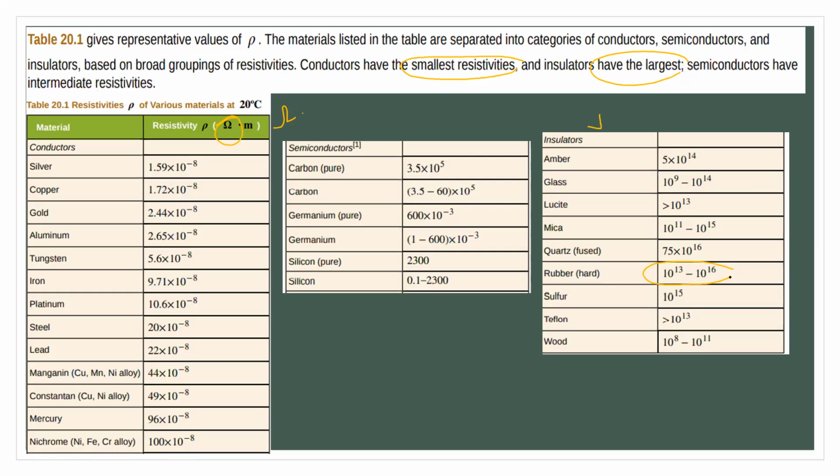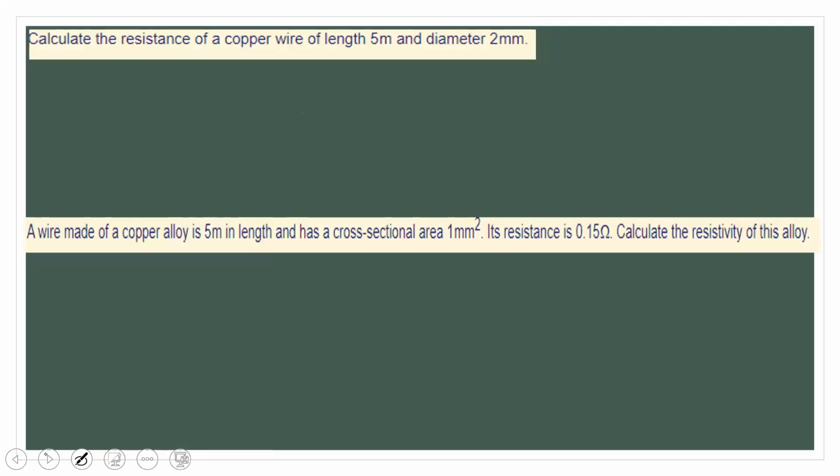And the semiconductors like carbon, silicon, germanium, they have a resistance between the insulator and the conductor. So these tables represent the resistivity, the rho of the materials at 20 Celsius temperature. Now let's see how we can find the resistance. I told you the resistance is rho L over A.